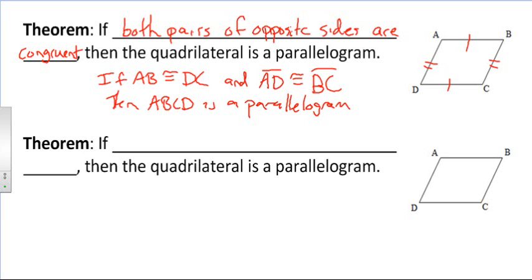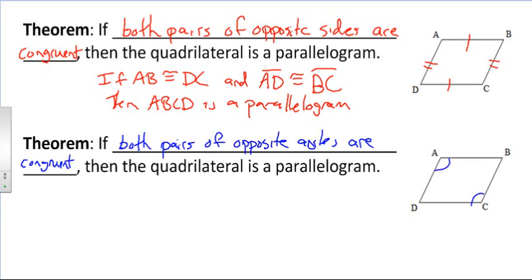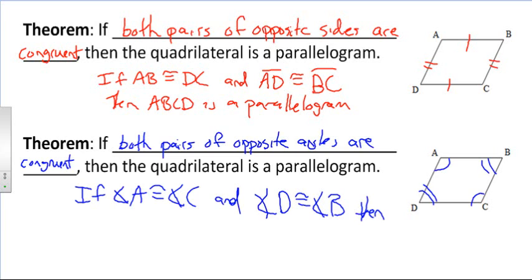Yet another way to show that something is a parallelogram, if I can show that both pairs of opposite angles are congruent to each other, that's enough to say something's a parallelogram. So in this case, if I can show that angle A is congruent to angle C, and angle D is congruent to angle B, then I know that ABCD is a parallelogram. Now both of those theorems should not have come as a surprise. If you remember back from the previous video, having opposite sides that are congruent and opposite angles that are congruent are properties of parallelograms. So these are just two new ways to prove that something is a parallelogram. There are two others as well.